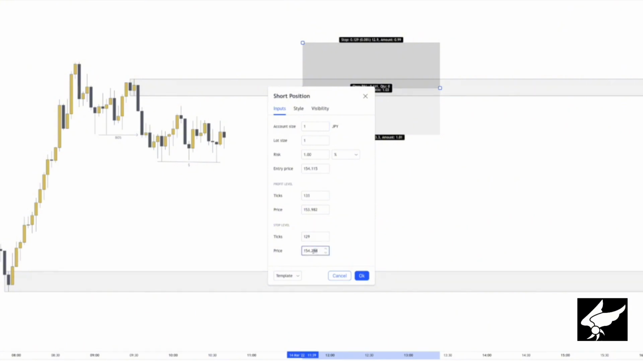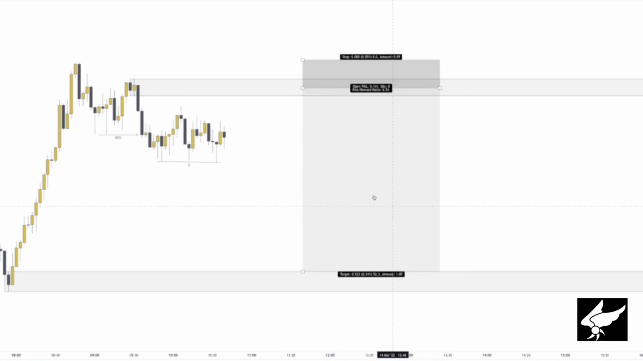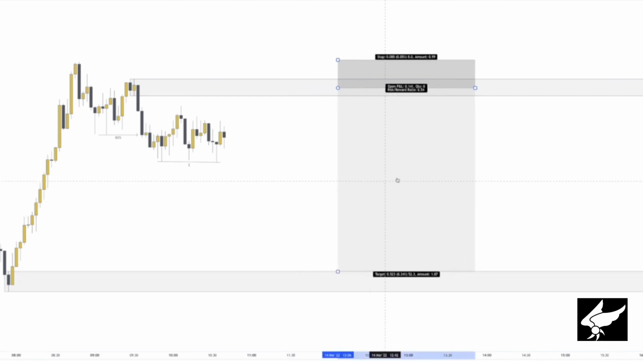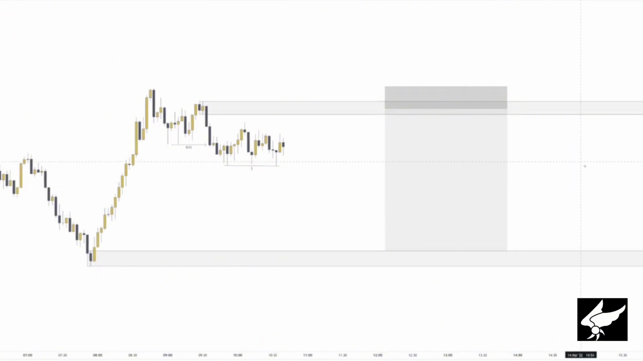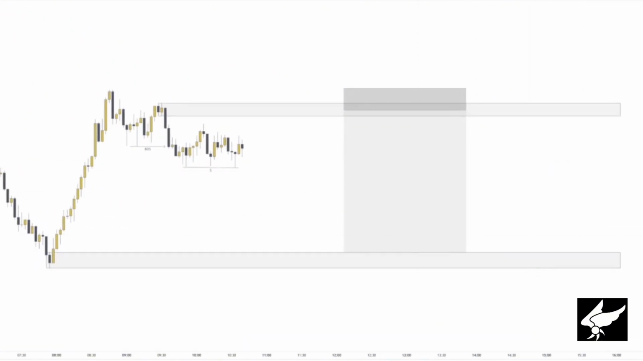925. Okay, so that was the parameter that I had set up. That's the order that I placed as a sell limit. Now let's play price forward and see what happened next.